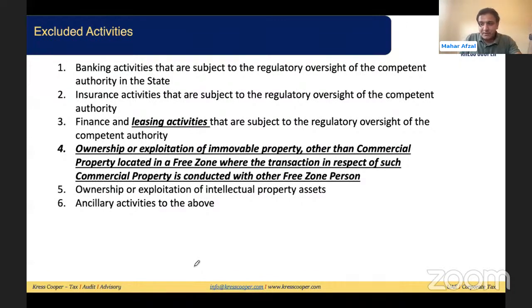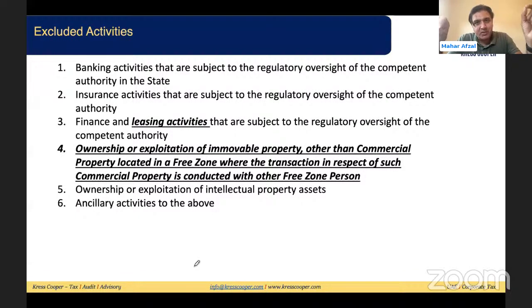So, as I discussed in the very beginning, if the developer, contractor, subcontractor, or the broker is a qualifying free zone person, there is only one stream where they can earn qualifying income. That is related to real estate property, and that is commercial property located within the free zone. The transaction is being made with another free zone person. That property is being used for commercial purposes. That property has never been used for residential or accommodation purposes. There is only one leg. Other than this, ownership and exploitation of immovable property is an excluded activity.